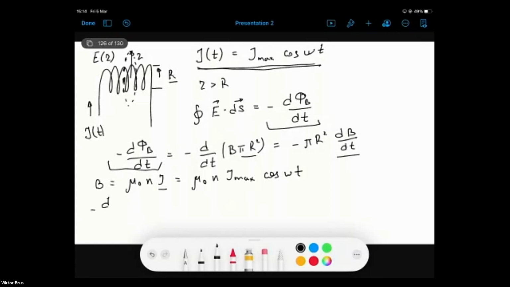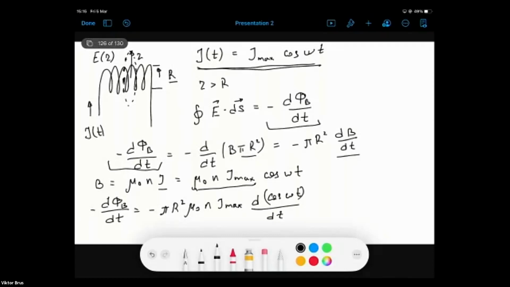It will be minus dB over dt is equal to minus pi times r squared times the constants in this equation, which are these three terms, mu naught times n times I maximum, and here will be d cosinus omega t over dt.